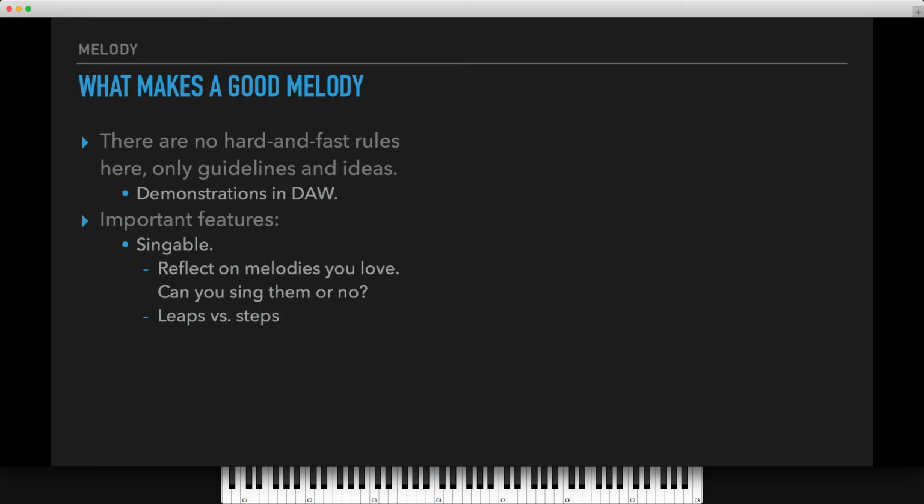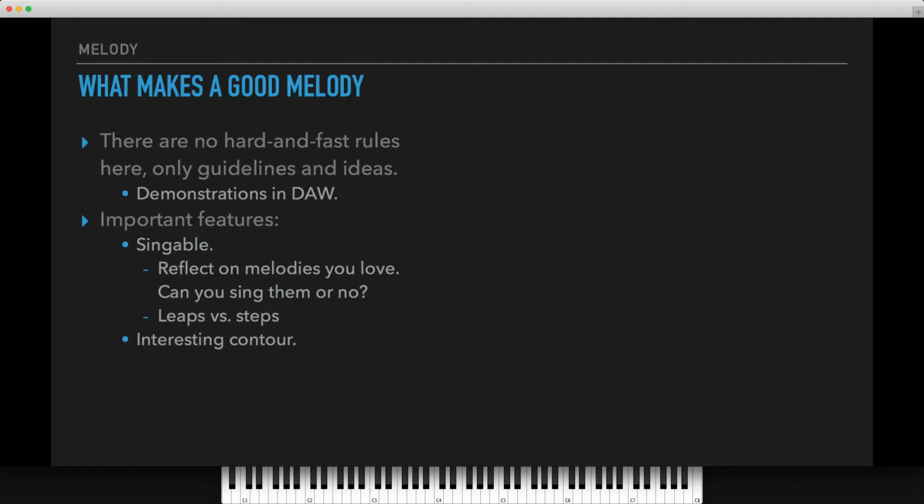So in general, steps are easy to sing, leaps are hard to sing. Just think about it. Versus, which one's easier to sing, right? So that's a feature that plays into being singable. How many steps and how many leaps? Good melodies usually have a good blend of steps and leaps, but it could be lots of leaps or it could be lots of steps. It really just depends. But generally speaking, a blend of the two makes for the most interesting contour.